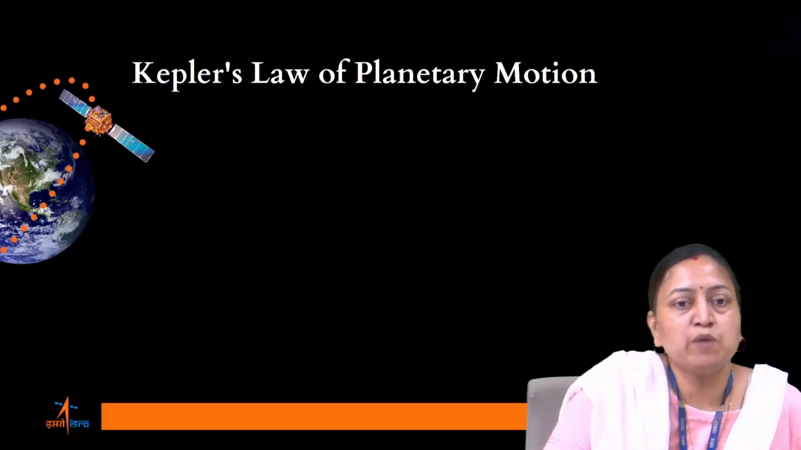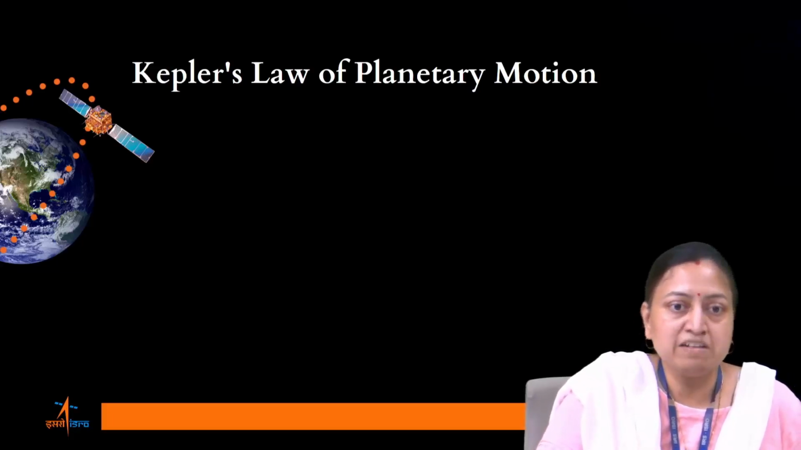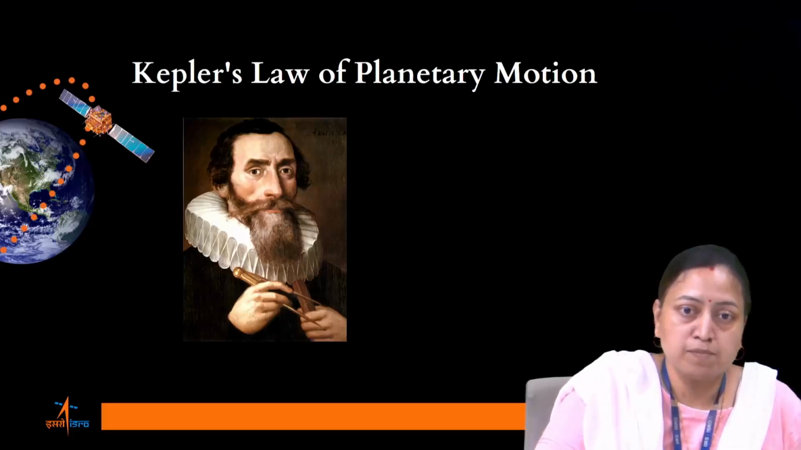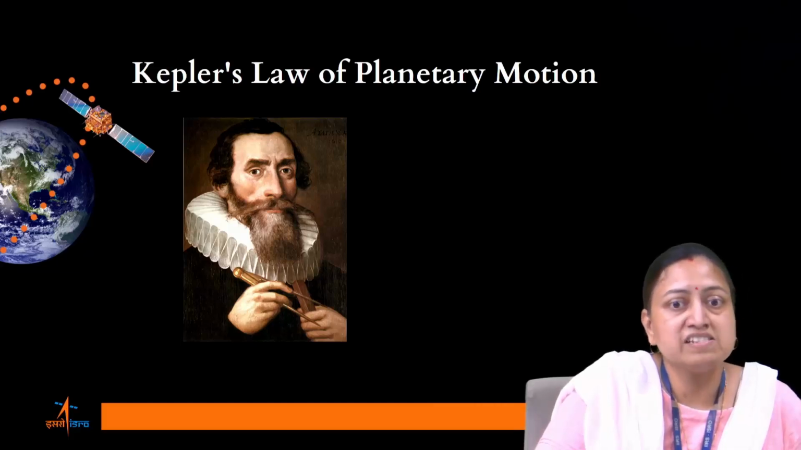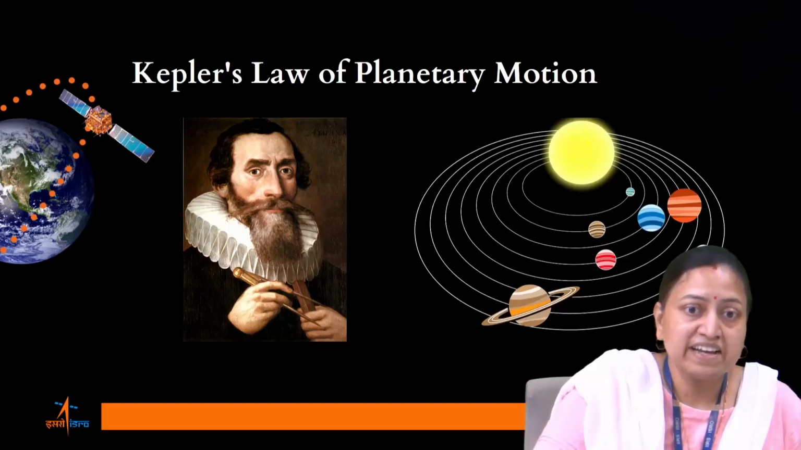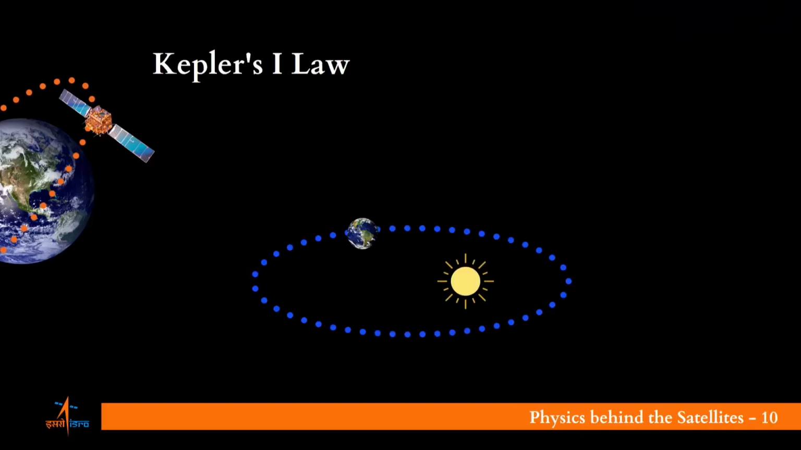Now we will learn about Kepler's laws of planetary motion. It was Johannes Kepler with his observations who said that the planets do not revolve in circular orbit around the Sun. Instead, they orbit in an elliptical orbit.